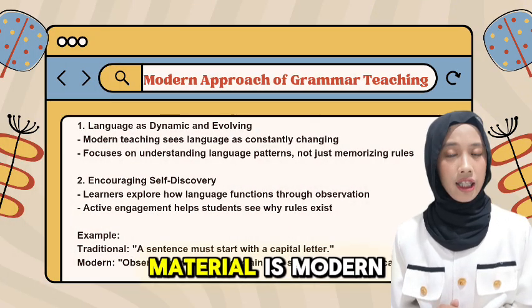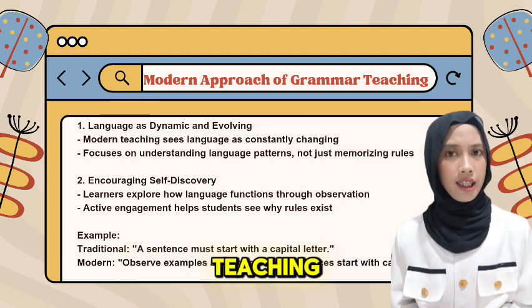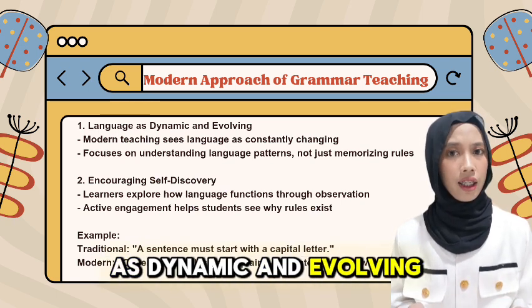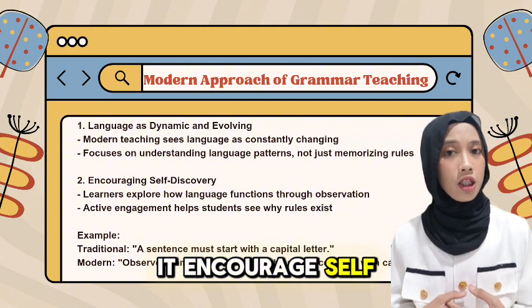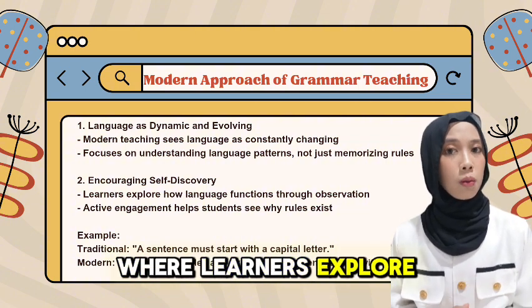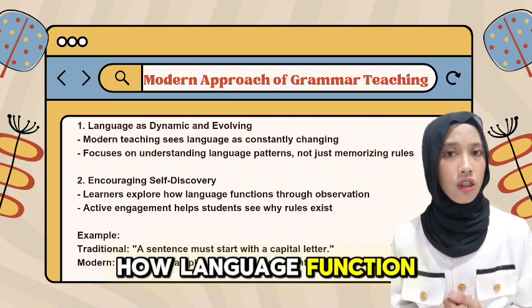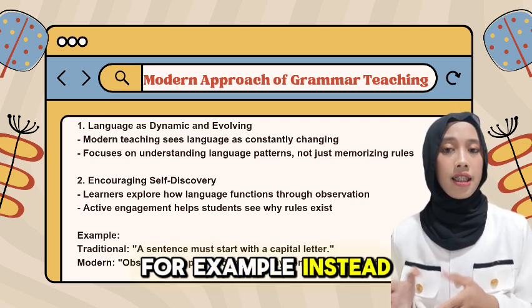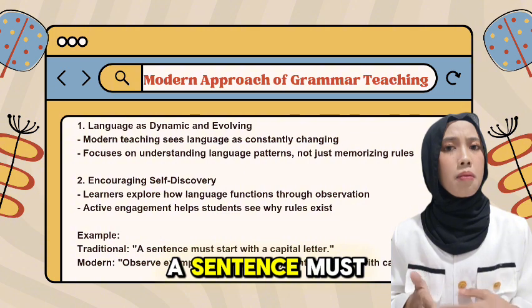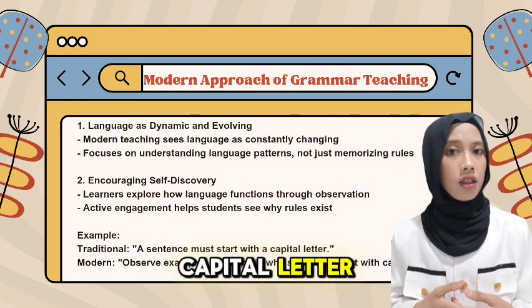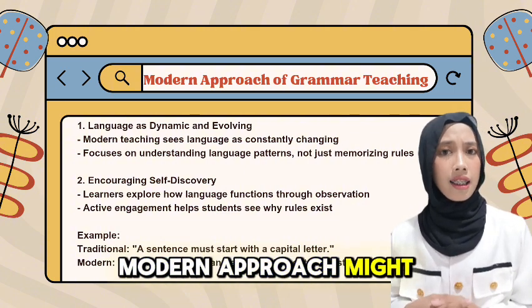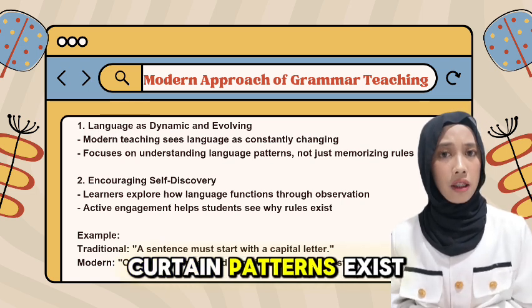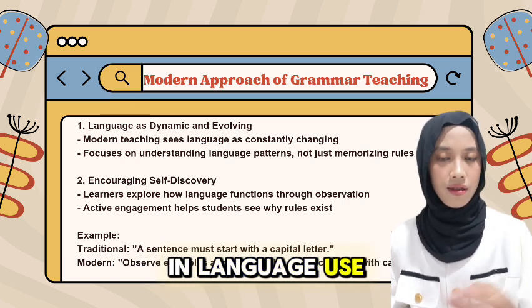Okay, the next material is the modern approach to grammar teaching. Modern grammar teaching views language as dynamic and evolving. It encourages self-discovery, where learners explore how language functions rather than simply memorizing rules. For example, instead of just teaching "a sentence must start with a capital letter," a modern approach might ask students to observe examples and explain why certain patterns exist in language use.